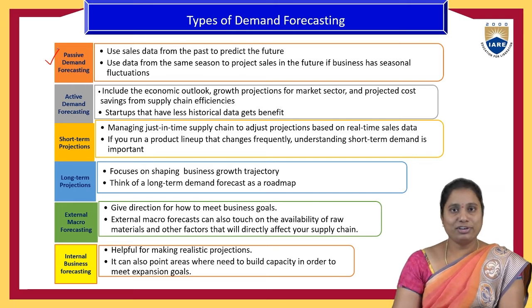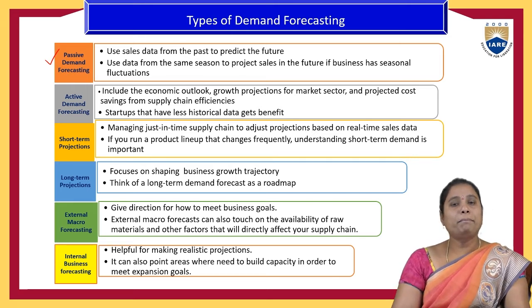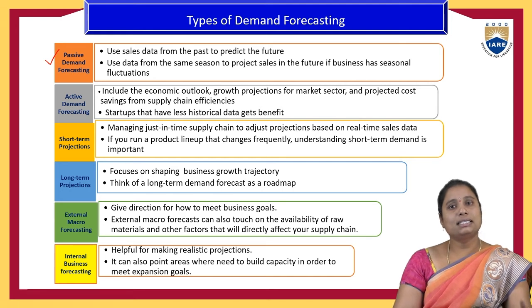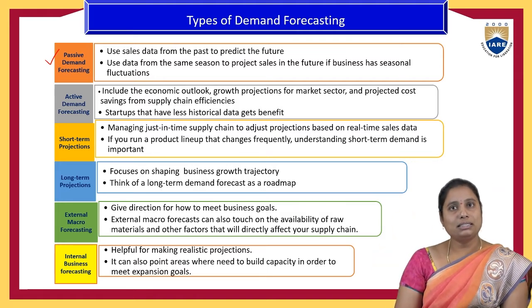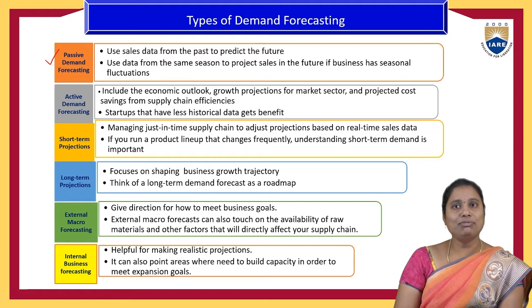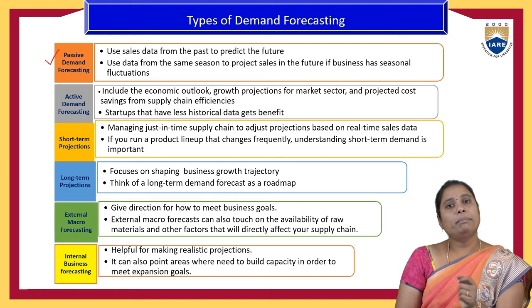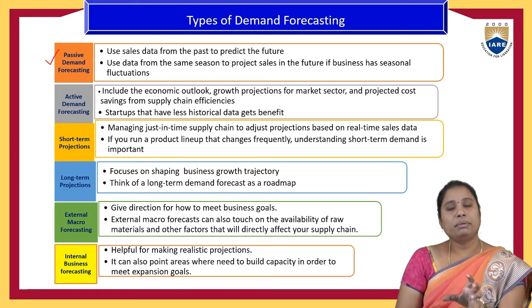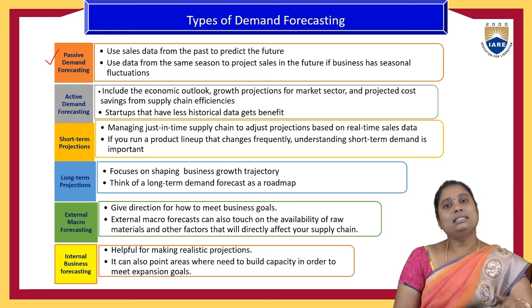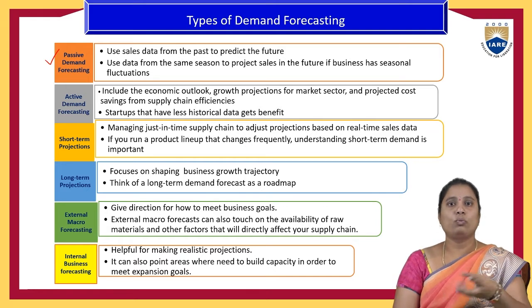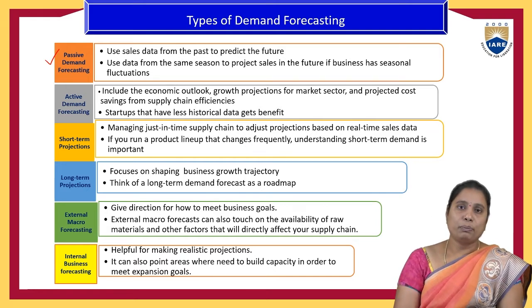Passive demand forecasting means using the past data regarding the sales of a particular product and estimating the future sales of that product. This is best suited for seasonal products. So, in the last year's summer season, what kind of products were sold, and what should be the sales of that particular product this summer?